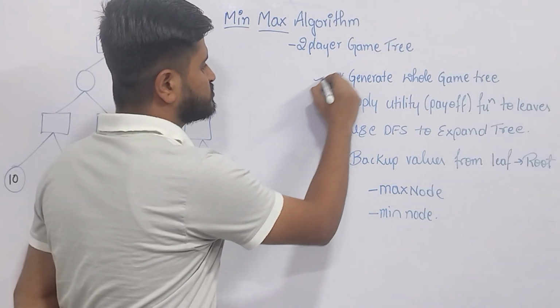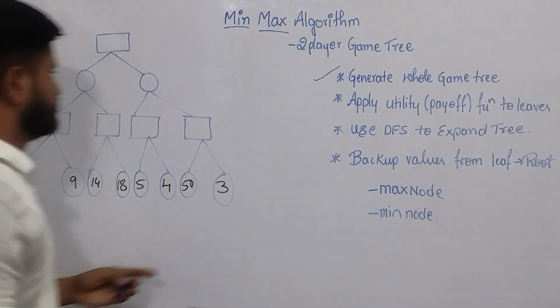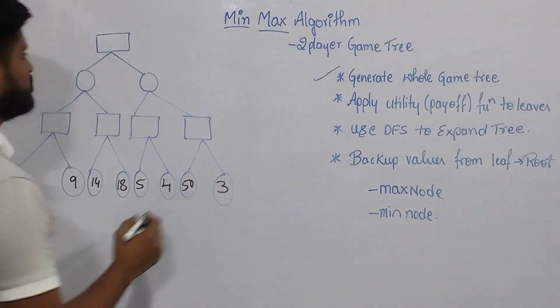Now, what are the rules? First rule is to generate the whole game tree. How to generate the whole game tree? In the problem, they will give the game tree. Or else, if they do not give it, how should we do it here?